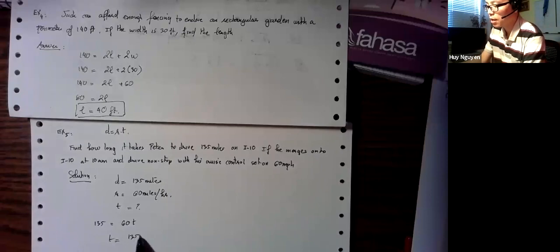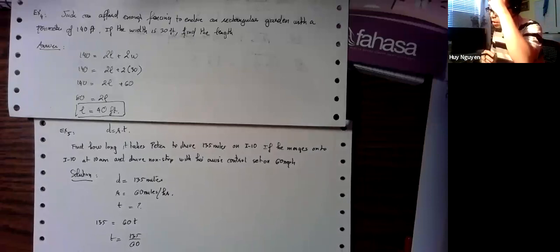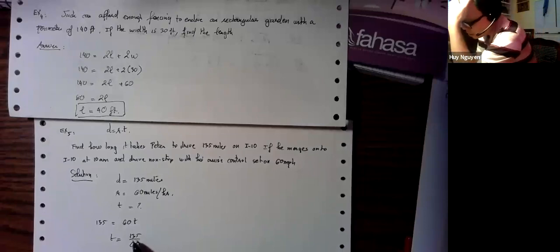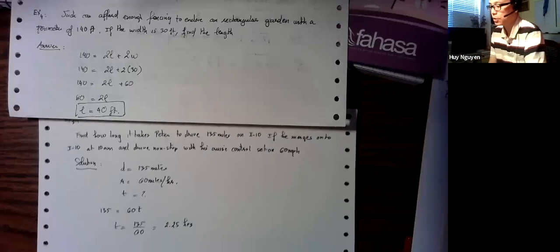So 130 divided by 60, which is how many? See, around 2.25 hours, if you do quick division.